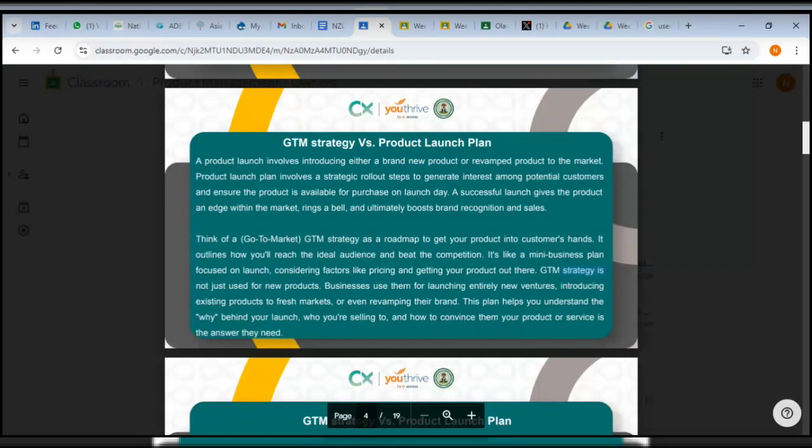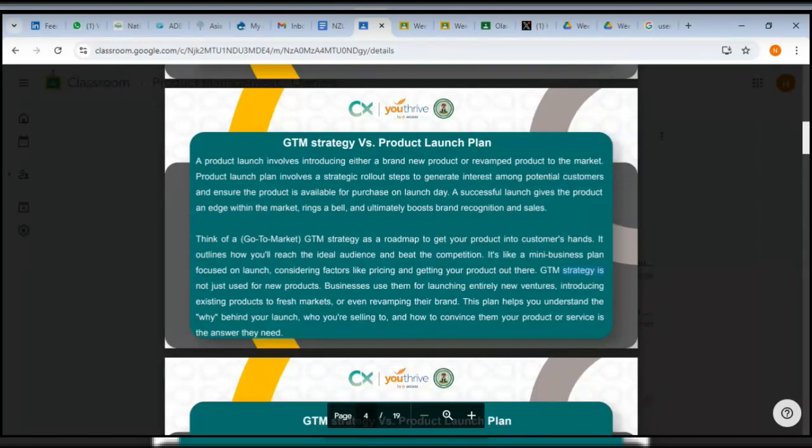It says here that a successful plan gives the product an edge within the market. It rings a bell, and it ultimately boosts brand recognition and sales. So think of a go-to-market strategy as a roadmap to get your product into customers' hands. It outlines how you reach the ideal audience and beat the competition. That's what your go-to-market strategy is, a focus on what happens within the market, like how you prepare an existing market to receive your new product, right? Your product launch plan is what you do within the product to prepare it for the market.